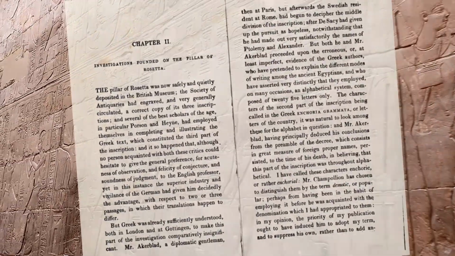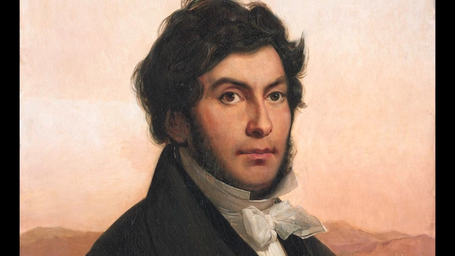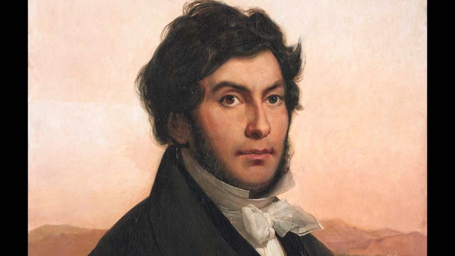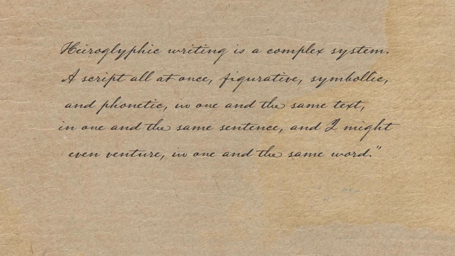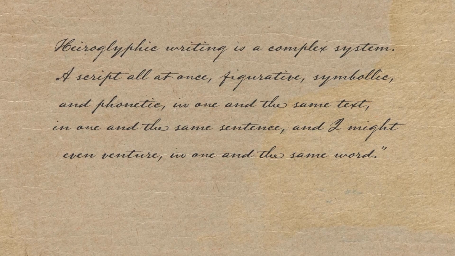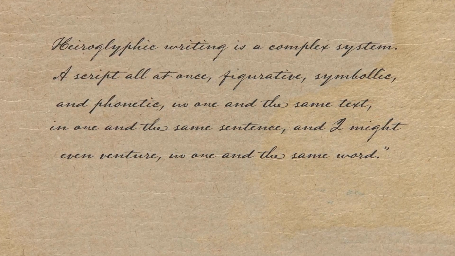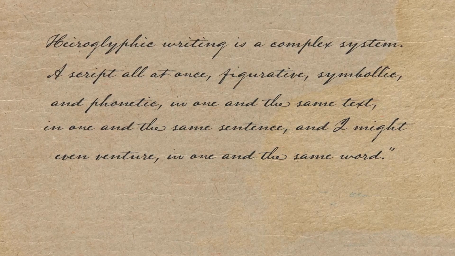Across the English Channel in France, his former protege, Jean-Francois Champollion, read the article and used his recent passion for the Coptic language to translate the demonic text and finally unlock the secret to the hieroglyphics. Champollion said, "Hieroglyphic writing is a complex system, a script all at once figurative, symbolic, and phonetic, in one and the same text, in one and the same sentence, and I might even venture, in one and the same word."